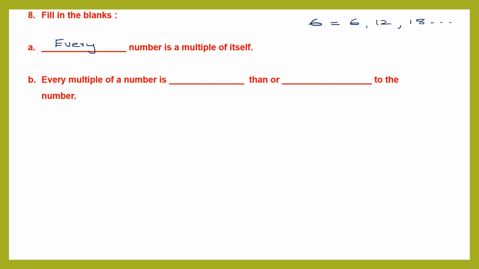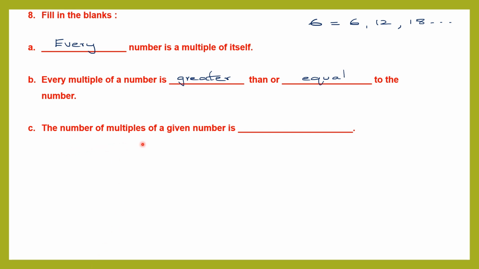Every multiple of a number is dash than. Dash than means smaller than or greater than. So here let's see, every multiple of a number is dash than. Look at all these multiples of 6. Are they smaller than 6 or greater than 6? They are all greater than 6 or they are equal to the number. So they are greater than 6. 12 and 18 and all are greater, or they're equal to the number. See, 6 is equal to 6 itself. So here we can say every multiple of a number is greater than or equal to the number itself.